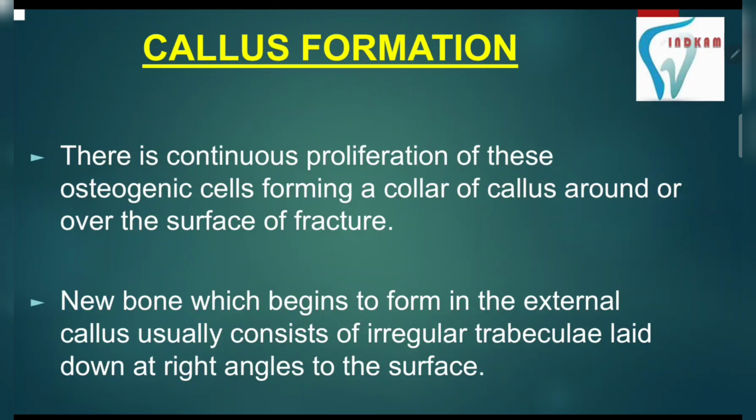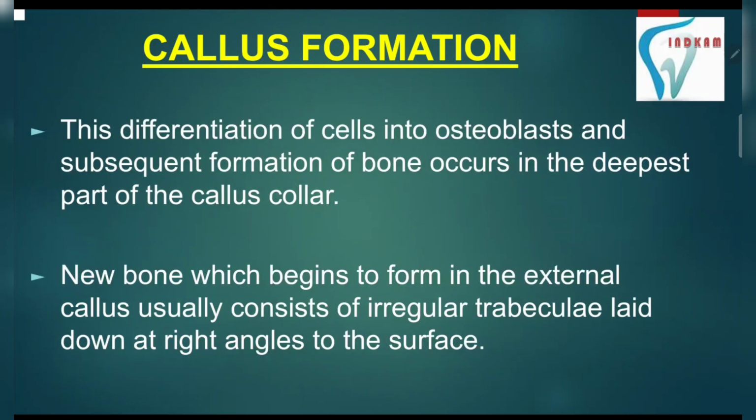There is continuous proliferation of these osteogenic cells forming a collar of callus around or over the surface of the fracture. New bone which begins to form in the external callus usually consists of irregular trabeculae laid down at right angles to the surface. This differentiation of cells into osteoblasts and subsequent formation of bone occurs in the deepest part of the callus collar.